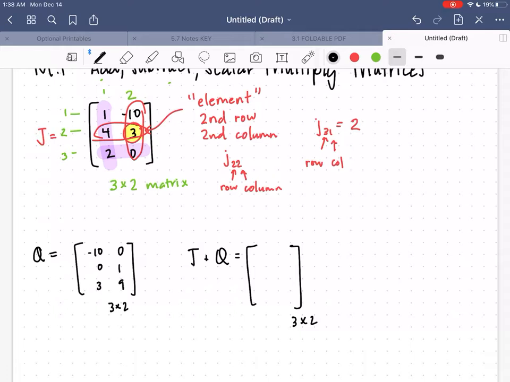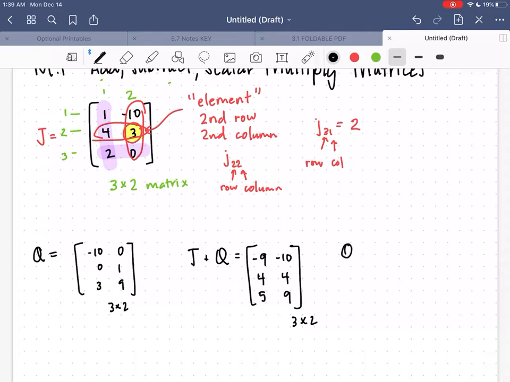So like the top left corner, I'll add the 1. I'm going to make a little circle here and move that around. So I would add this 1, this 1, 1 element, to the -10. And so I'd have 1 plus -10 would be -9. And in the top right corner, I have -10 plus 0 is still -10. And then in this spot right here, I have 4 plus 0, so that's 4. Next to that, I have 3 plus 1 is 4. 2 plus 3 is 5. And 0 plus 9 is 9. So there's my answer. Each one of the elements is just the associated elements added together.